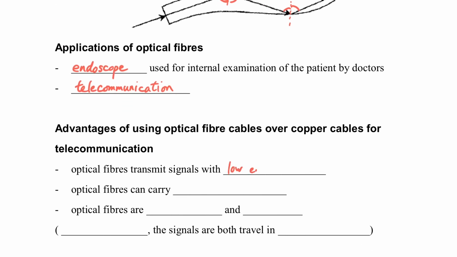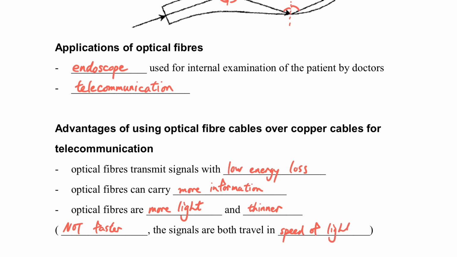What are the advantages of using optical fiber compared with copper cables for telecommunications? Firstly, it has low energy loss, and it can carry more information. And optical fibers are lighter and thinner. But please be aware, we should not say that it is faster, because the signal travels at the speed of light in both optical fiber and copper cables.